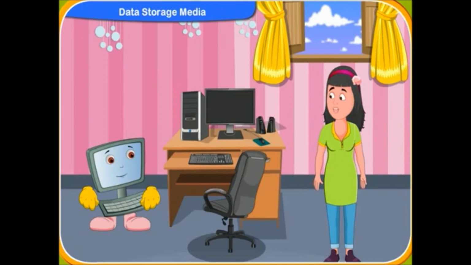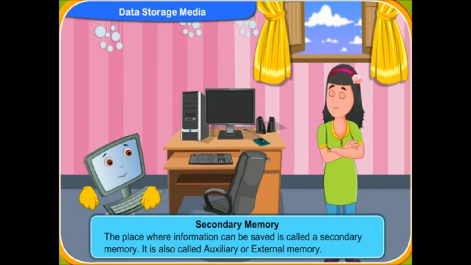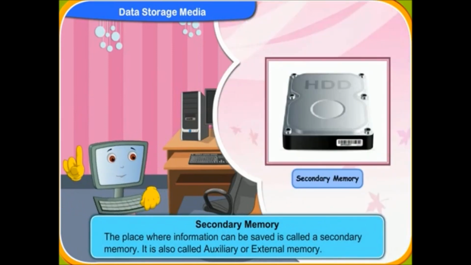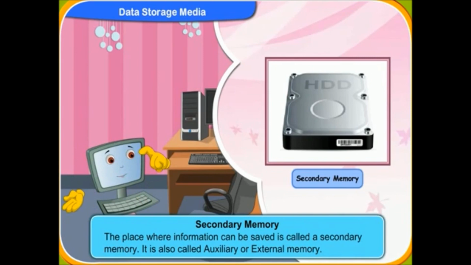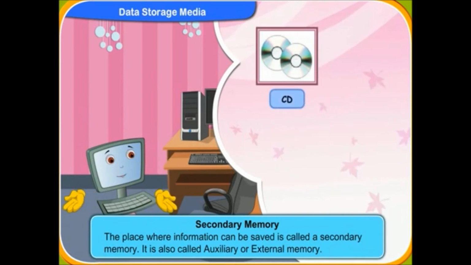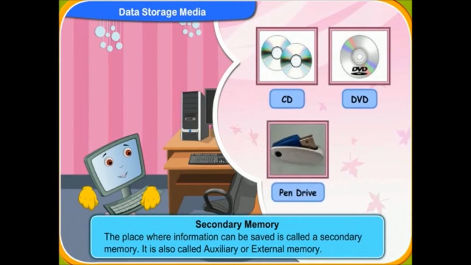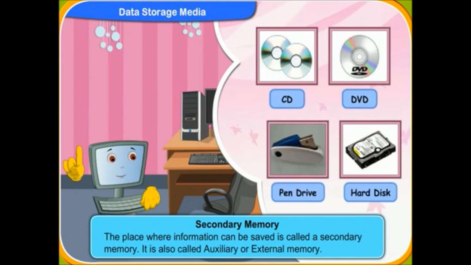Thank you for the information, Kliko. But what is secondary memory? The place where information can be saved is called secondary memory. It is also called auxiliary or external memory. CDs, DVDs, pen drives, and hard disks are examples of secondary memory.